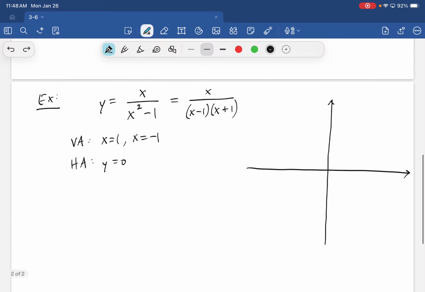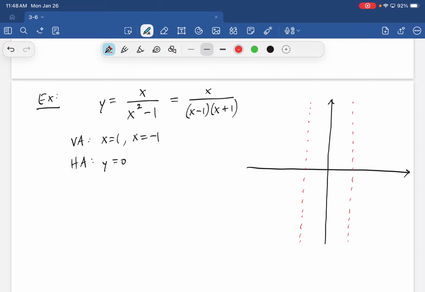What else do I care about? Let me actually draw these first, and so we can start setting some things up on our graph. Oh, the next thing was intercepts, right? All right, so here are my two vertical asymptotes, -1 and 1. And then I also have a horizontal asymptote at y = 0. I'm not going to draw that. All right, intercepts.